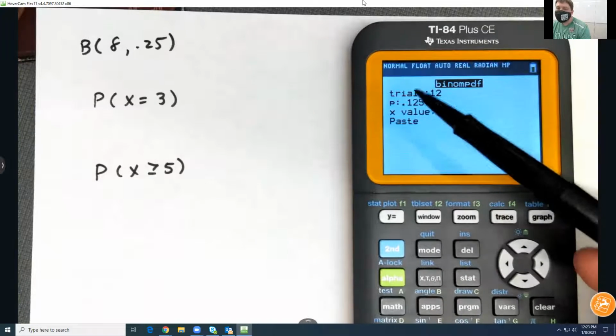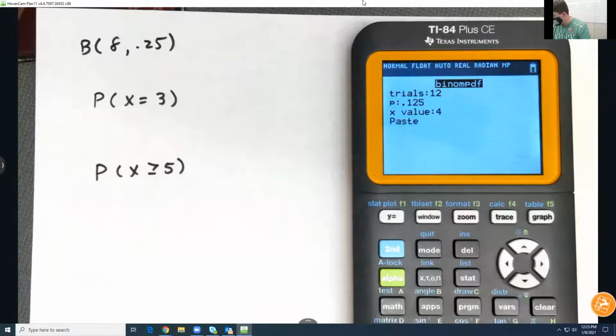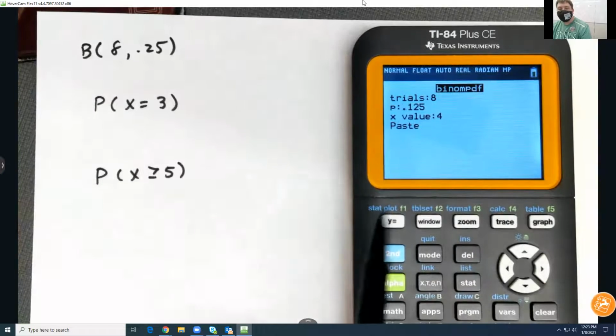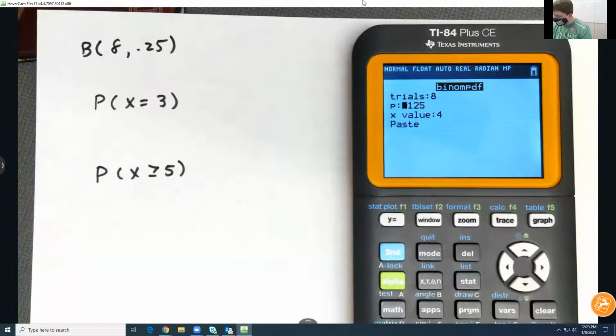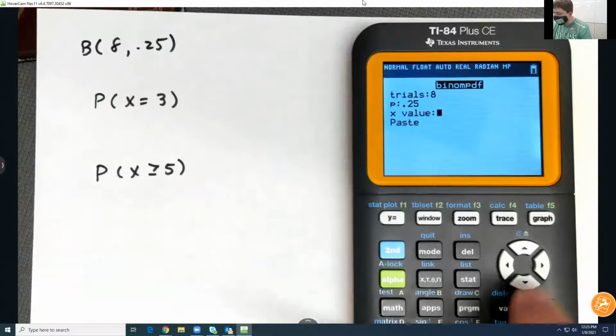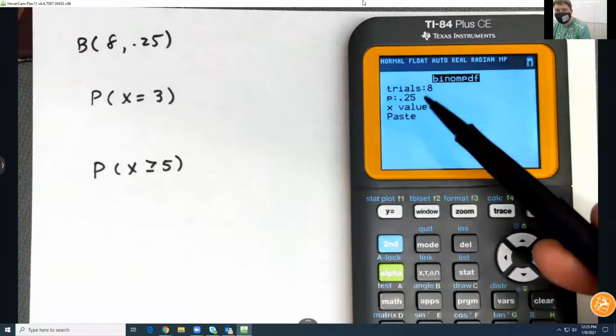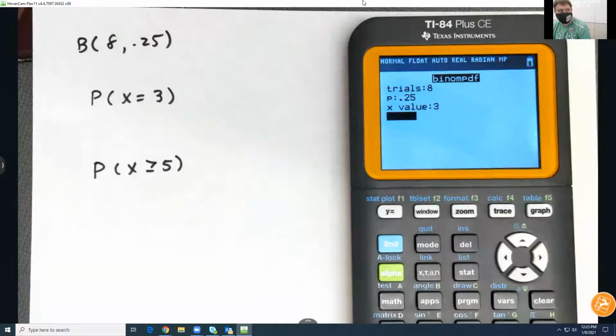How many trials did we have in this experiment? 8. This is why it's important you guys write this stuff, not just to be tedious. What is the percentage success rate? 0.25. What X value do we care about? 3. Everybody see that? So 8 for N, 0.25 for the P, 3 for the X value.